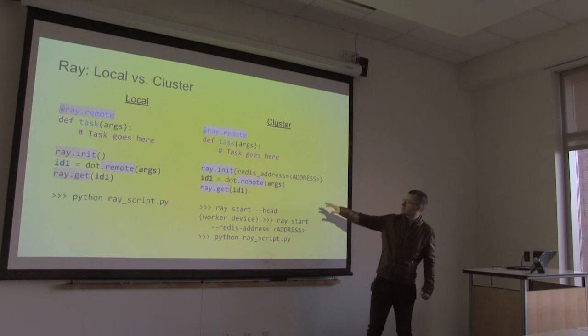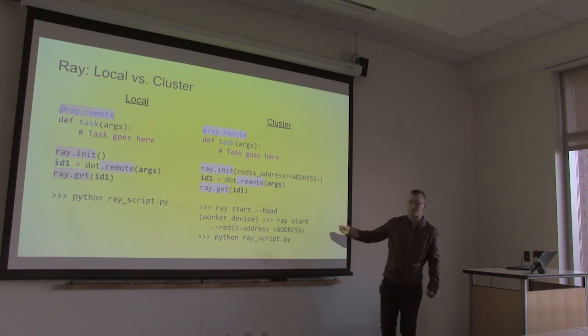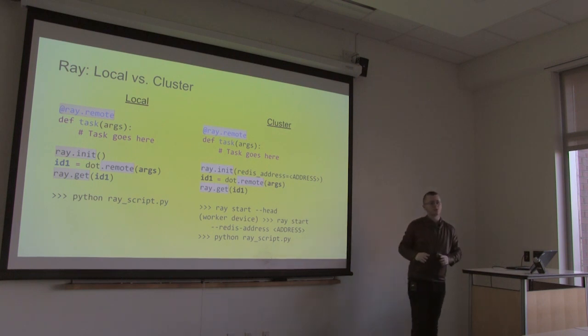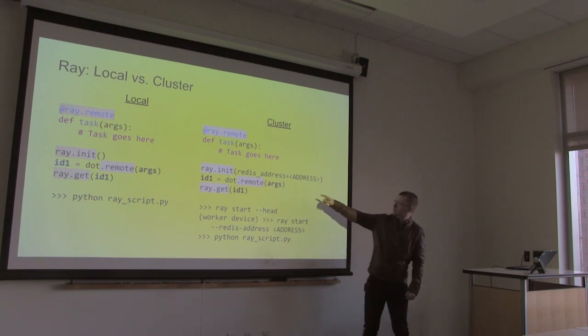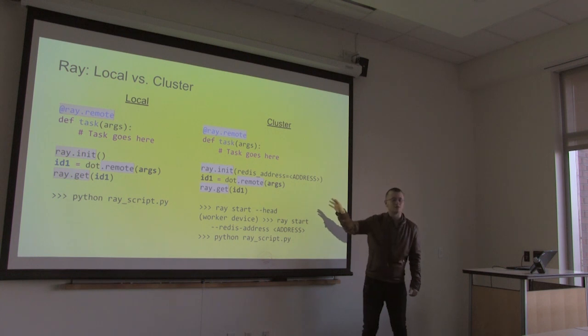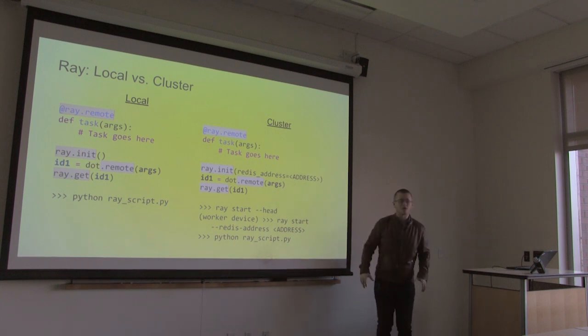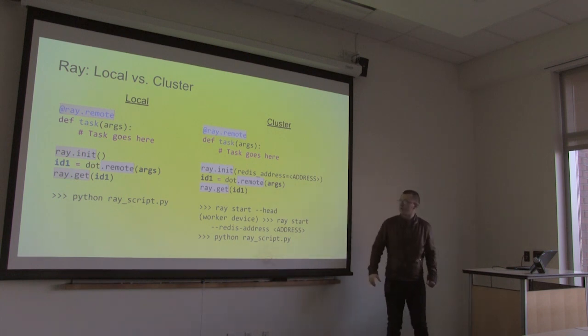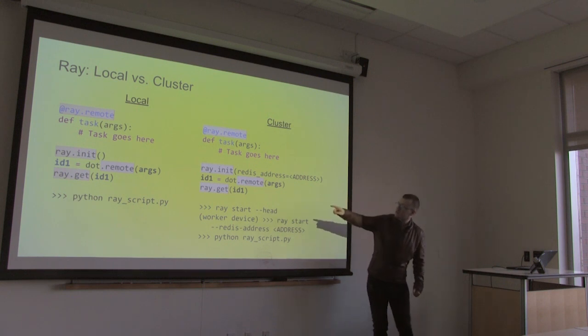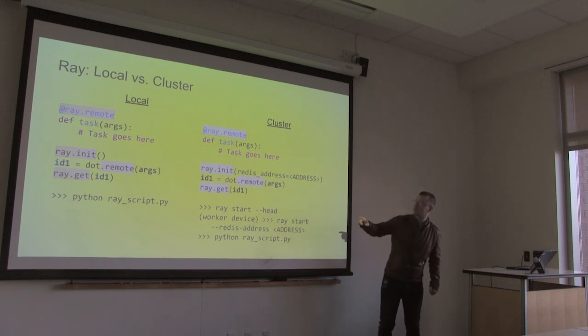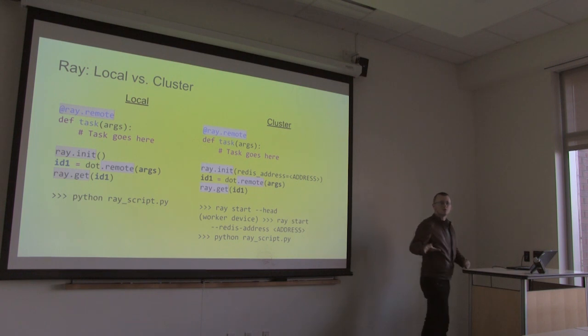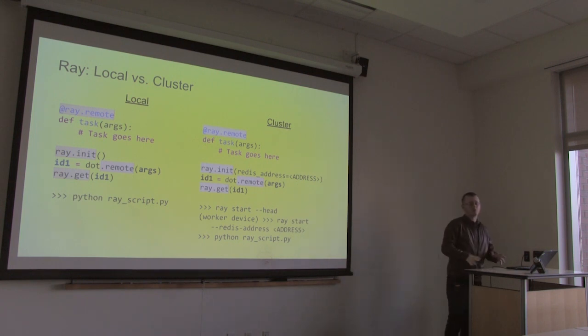In this case, the Redis address refers to, when you start up Ray, it tells you the address of the head node. You put in the address here, and it realizes it's on a cluster. It'll share this across the entire data center. But in this case, on the left, this is running remotely. You can emulate multiple workers and multiple machines by multiple processes on your laptop. It will still operate in the same way.